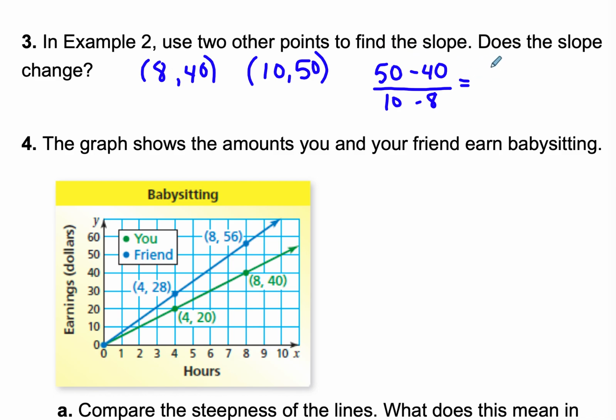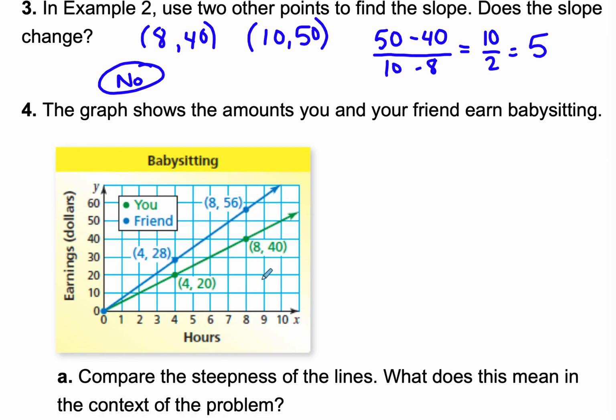consistent. 50 minus 40 is 10. 10 minus 8 is 2. Simplifies to give us 5. Does the slope change? No. You do need some work to support that answer. You shouldn't just have no. All right, let's take a look at number 4.